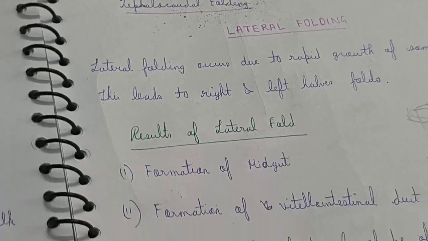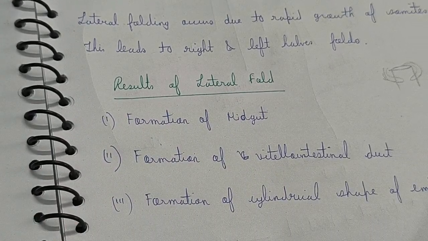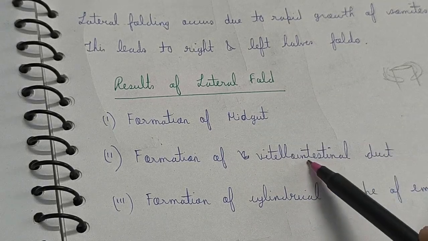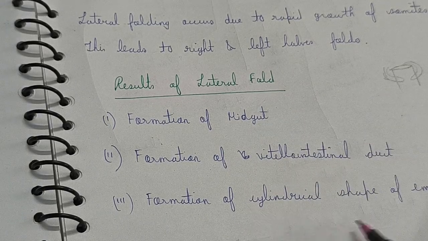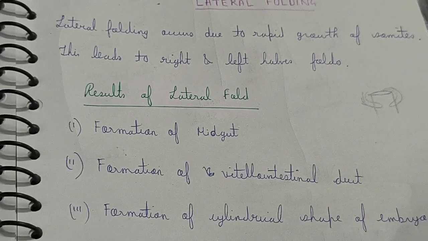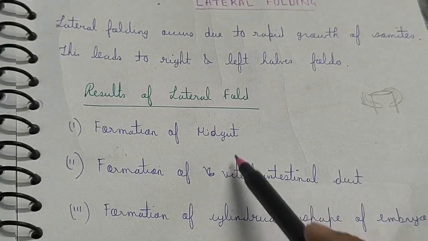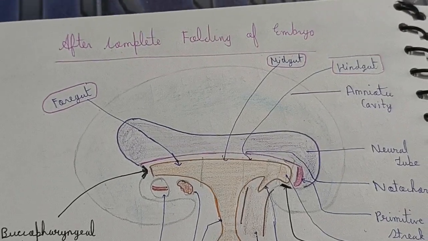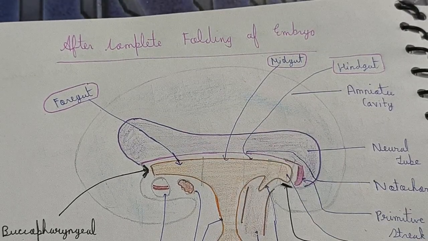Now I want to show the results of lateral folding. Here is the formation of the midgut, the formation of the vitellointestinal tract, and the formation of the cylindrical shape of the embryo. These two portions you will understand in the next page. So this is the complete result after folding of the embryo.